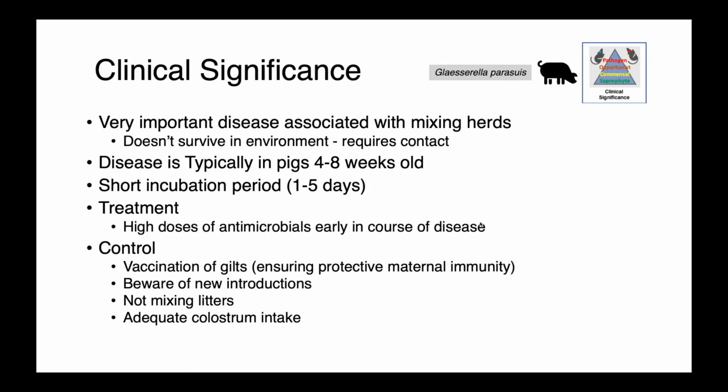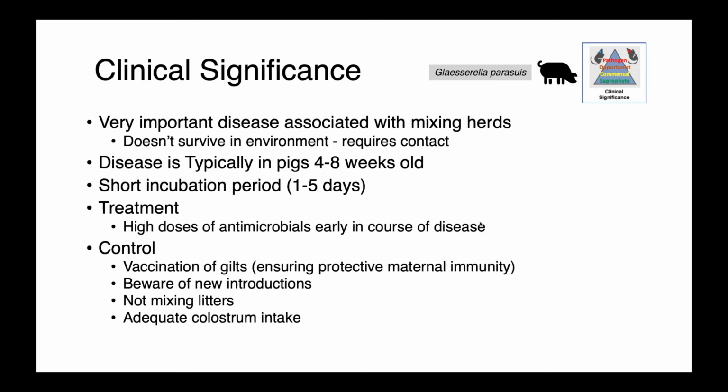Glaesserella parasuis causes infections that are really associated with mixing herds. This is very, very important. It's an organism that really doesn't survive very well in the environment, and so it requires contact with colonized or subclinically infected individuals. The disease in pigs is typically in those about 4 to 8 weeks old, and we see a short incubation period from 1 to 5 days. Treatment relies on essentially high doses of antimicrobials early in the course of disease, if you can catch it early enough. And for control measures, we can use things like vaccination, particularly of gilts, to ensure that there's protective maternal immunity passed down to the piglets.